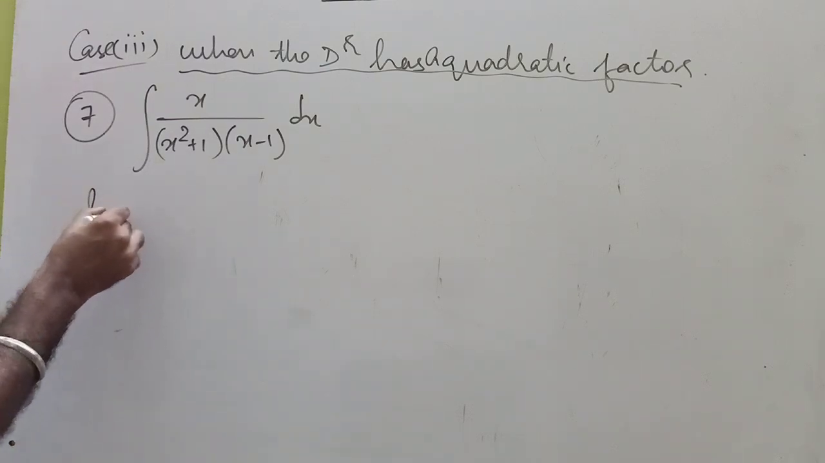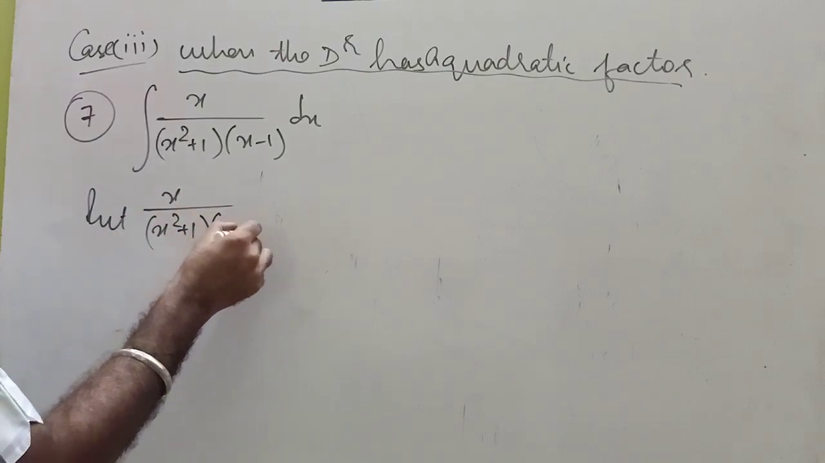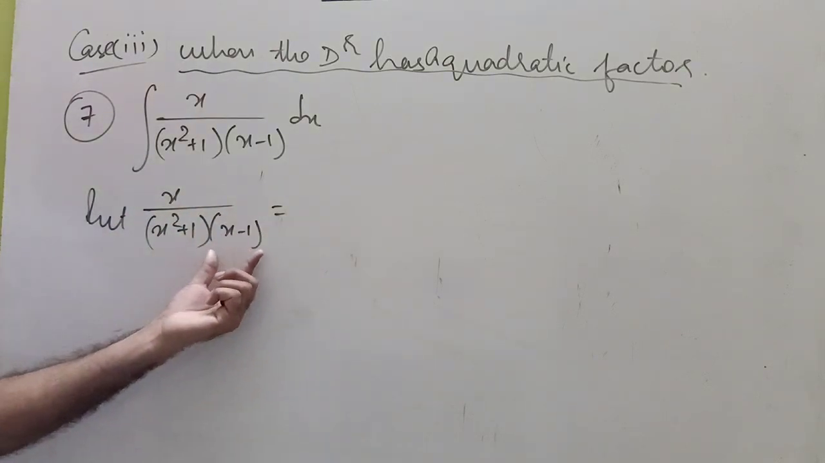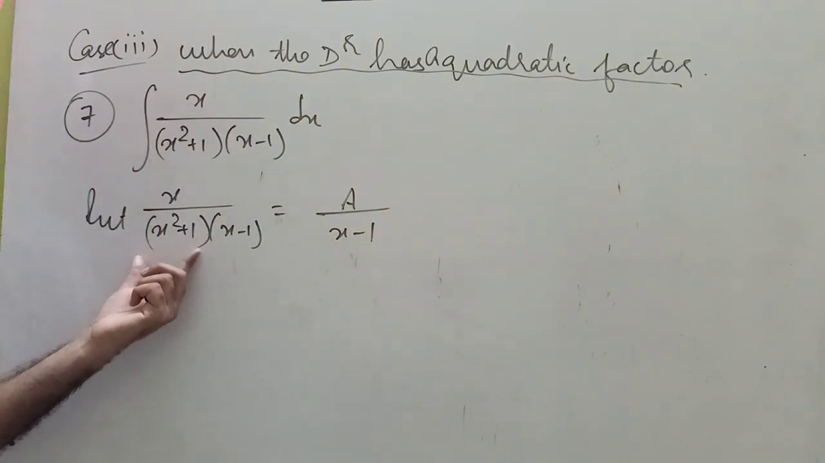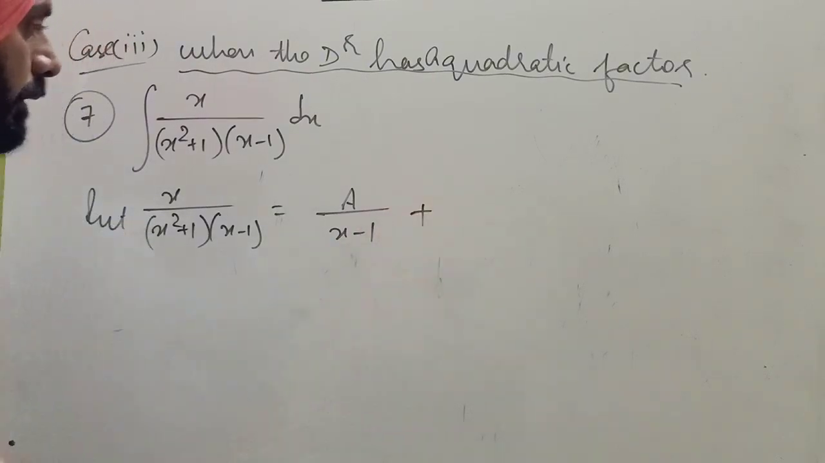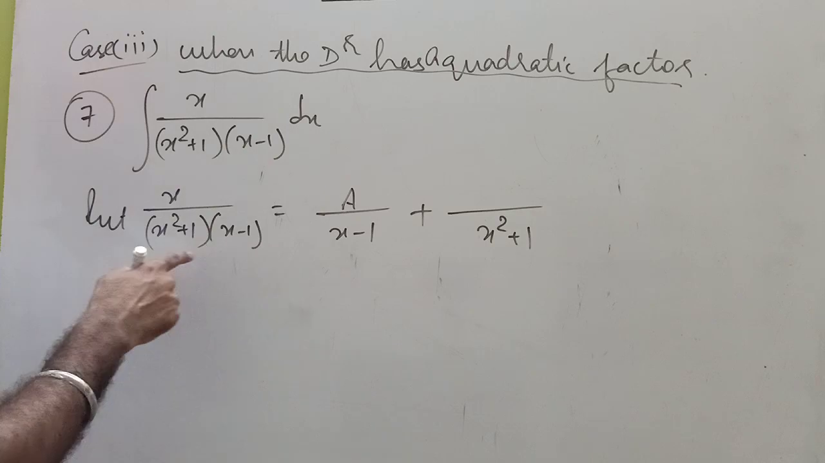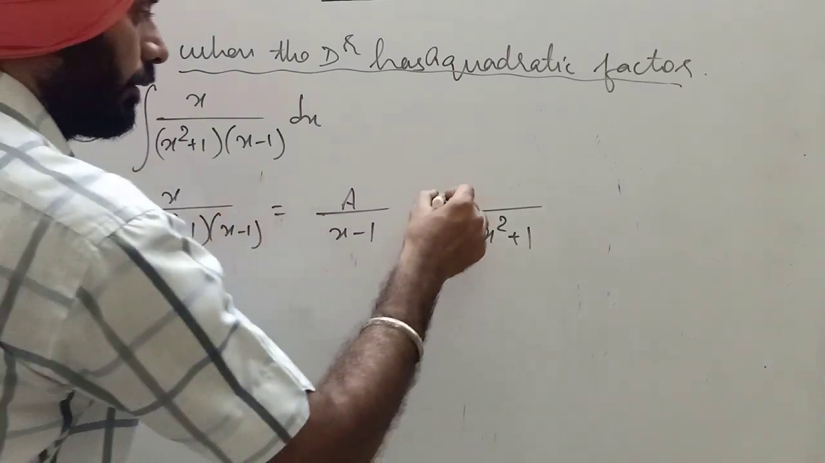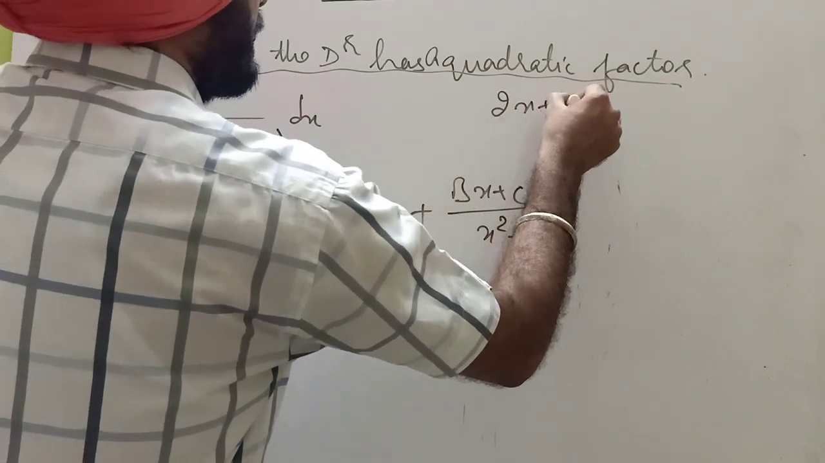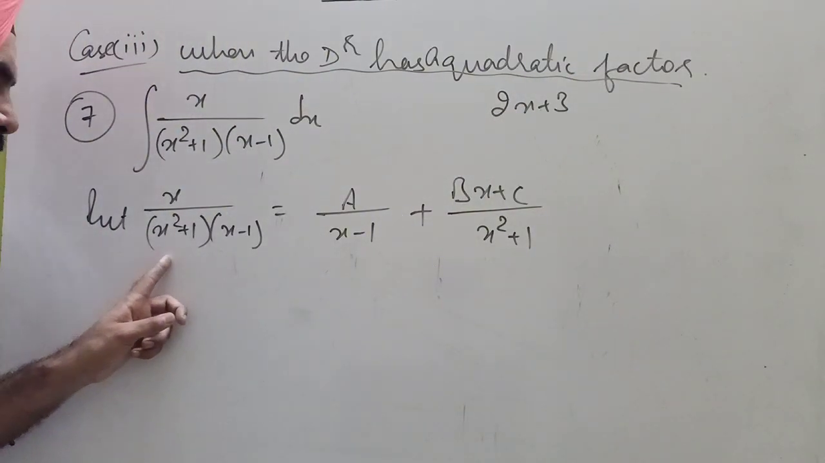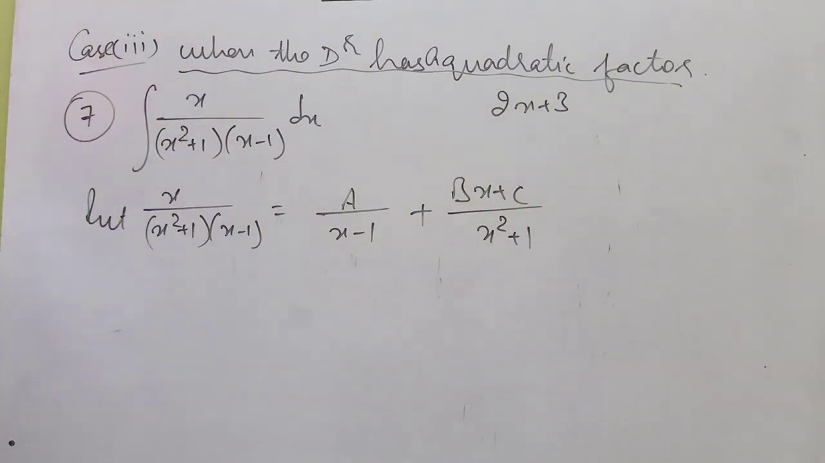We have to put the whole function x over (x square plus 1) into (x minus 1) is equal to, first of all take the linear term. It's our choice. We can also take this term. Clear? Plus, now for the quadratic factor, there should be a linear term in the numerator. That is something like bx plus c. Linear terms are of this type, 2x plus 3. So in the numerator of the quadratic factor, there will be a linear term.